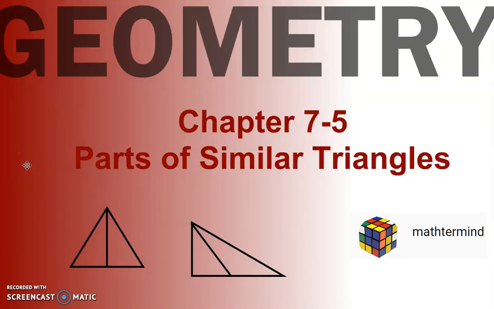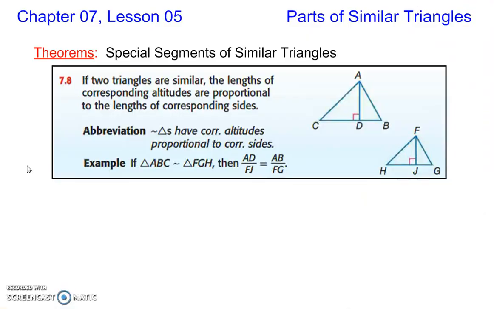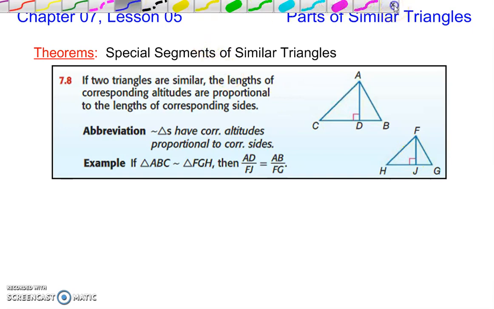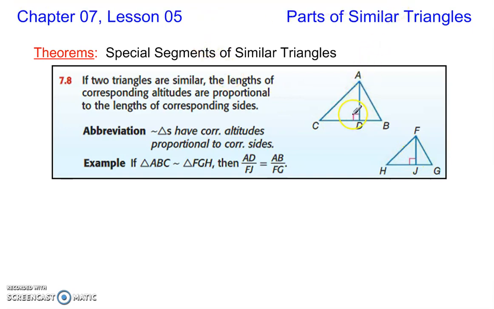Hey, here we are, Geometry, Chapter 7-5, Parts of Similar Triangles. Okay, so we have special segments of similar triangles. If they're similar, then the lengths of the corresponding altitudes. Okay, so I have this altitude here. Remember, the altitude is at a right angle. It's like the height. It's at a right angle on the base.